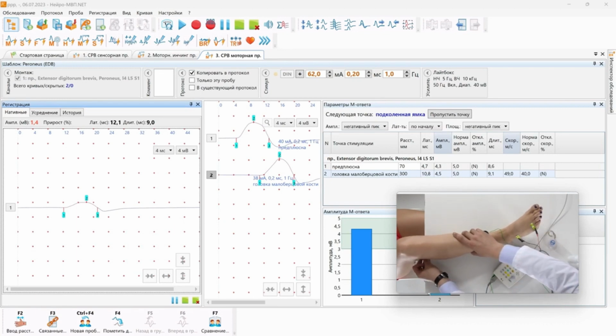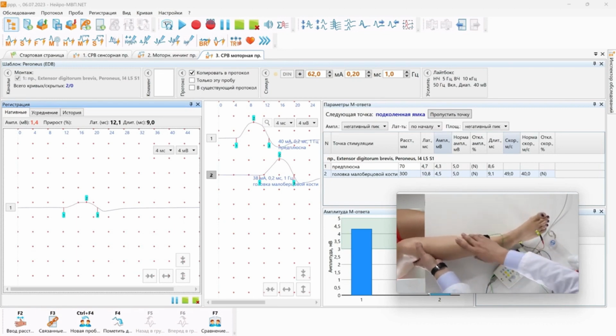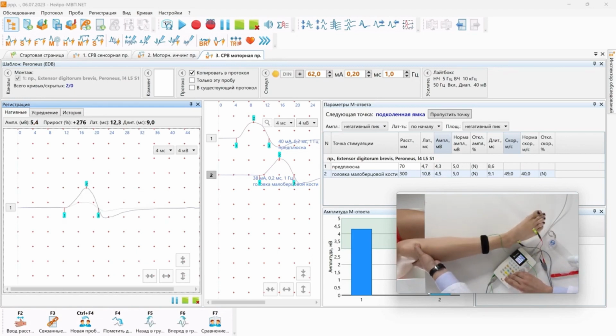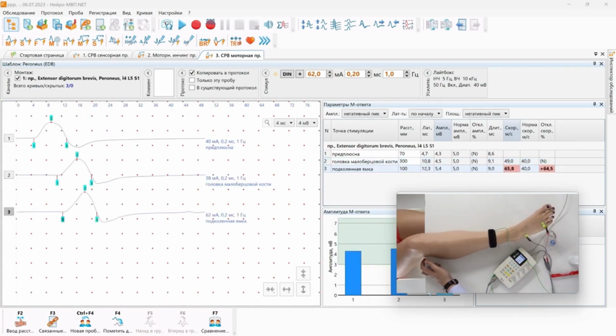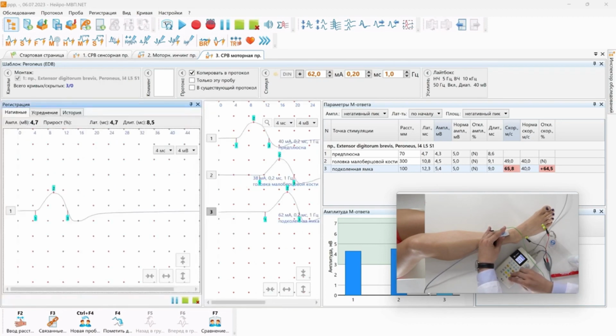Let's try to move a little and stimulate again. We get an amplitude of 5.4. Therefore, we could have understimulated the nerve in the first 2 points. Let us double-check ourselves again and stimulate the peroneal nerve directly at the level of the ankle at a slightly higher current strength, and moving the electrode a little medially. The amplitude is 4.7. This is higher than the 4.3 I initially received.